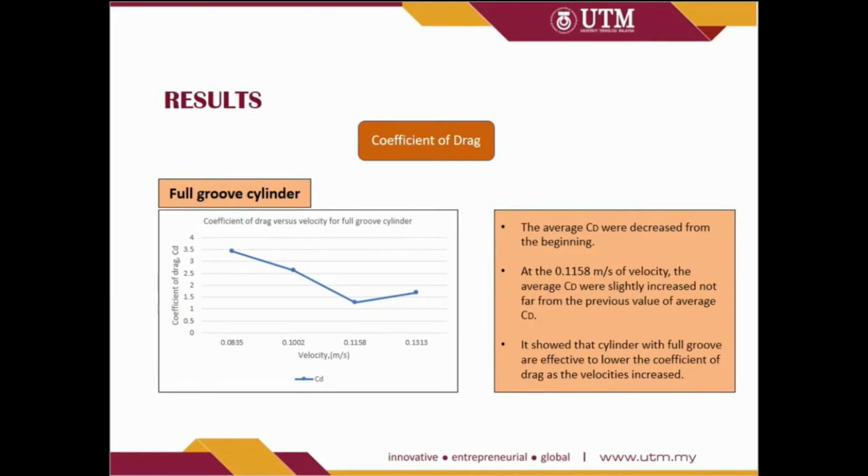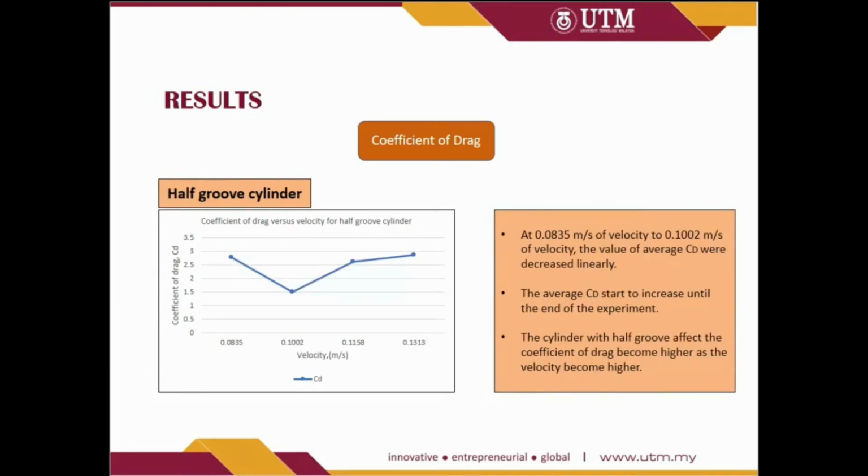Next, we proceed to the second model, the half groove cylinder. From 0.085 meter per second of velocity to 0.1002 meter per second of velocity, the value of average CD decreases linearly. The average CD starts to increase until the end of the experiment. Half groove somehow does not much reduce the drag force due to the lower number of grooves applied, which matches the previous study. The increased number of grooves also increases the coefficient of drag.